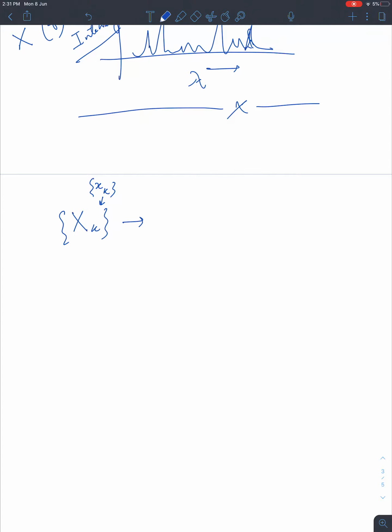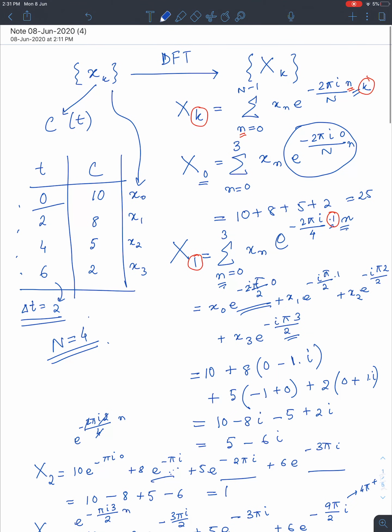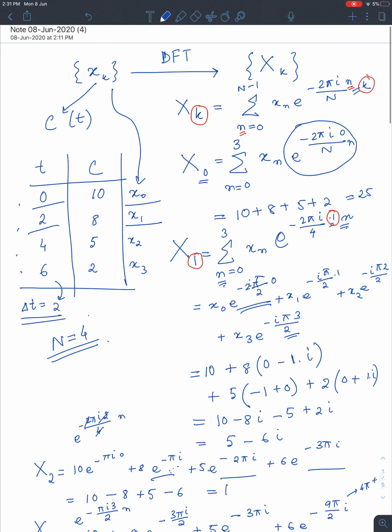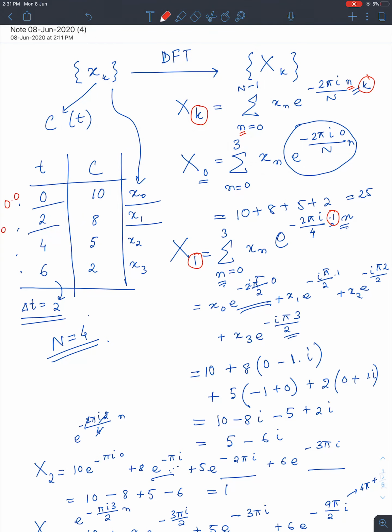Time could be t equal to 0. For example, in this case, at t equal to 0 we had x0, at t equal to 2 we had x1, so delta t was 2. We can have a delta t of 0.01. In that case, I'm just using a different color, this could be time at t equal to 0.0, 0.01, 0.02, 0.03, and still this would be our x0, x1, x2, x3.